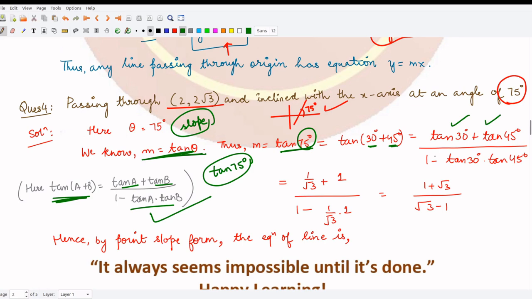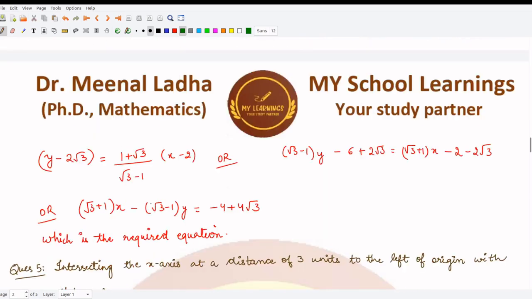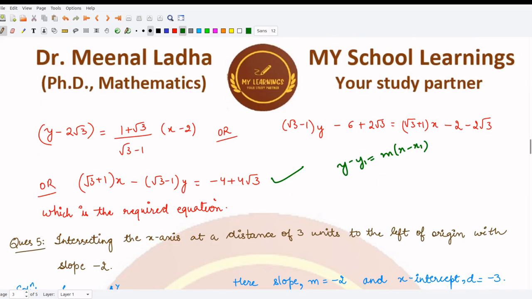What is tan 30 degrees? It is 1 by root 3, and the value of tan 45 degrees is 1. Then you can simplify and solve. This becomes your slope. Now you have the slope and you have the point, so you can write down the equation of the line using the point slope form. This is the required equation. The formula is y minus y1 equals m times (x minus x1), where x1 and y1 are given to you and you have just calculated m. Substituting all the values and simplifying, you get the required equation.